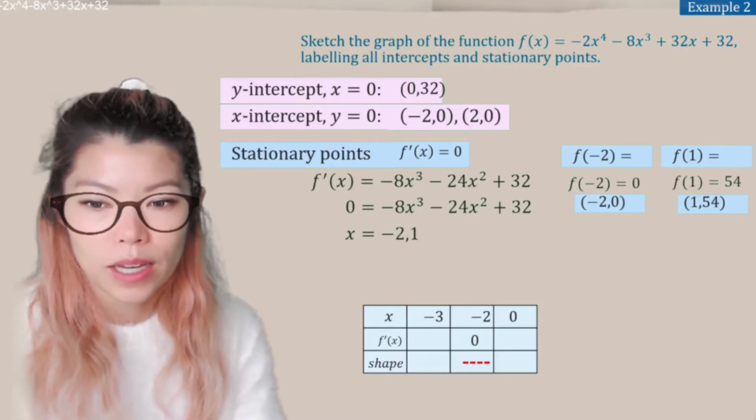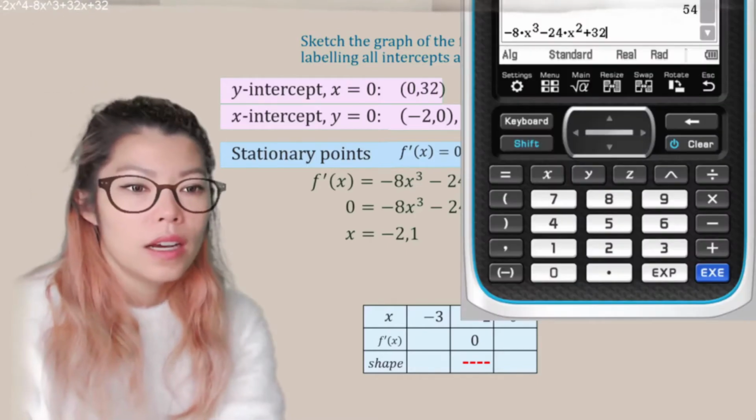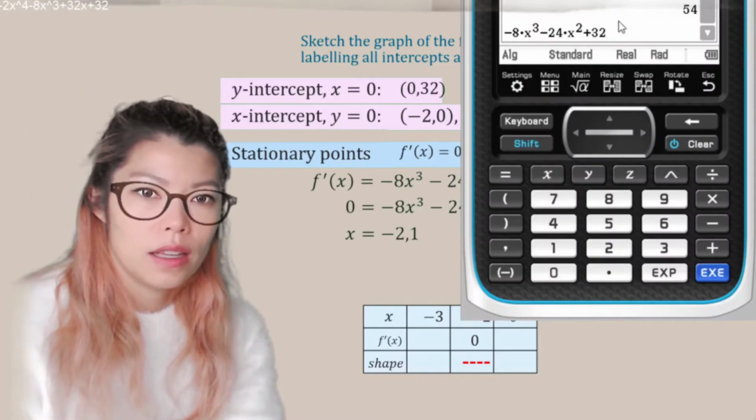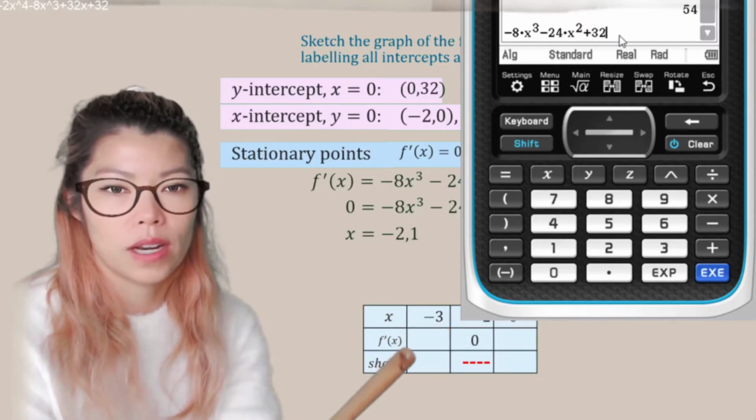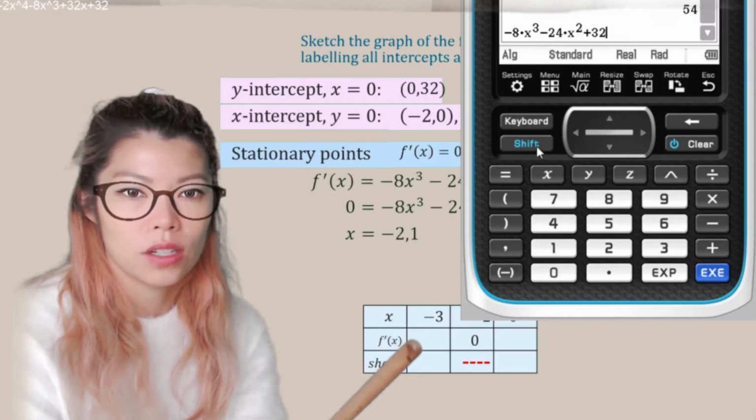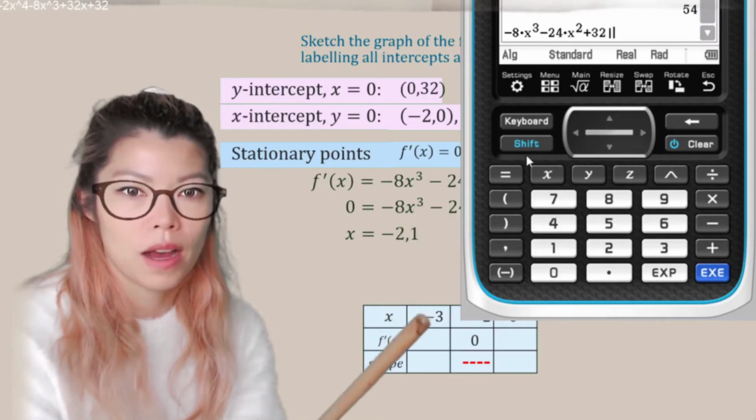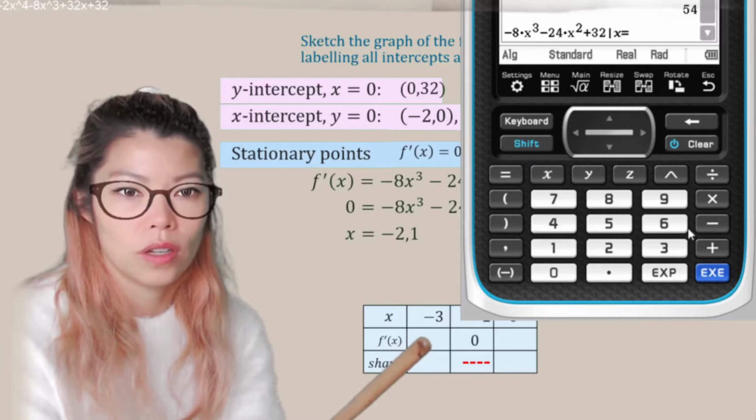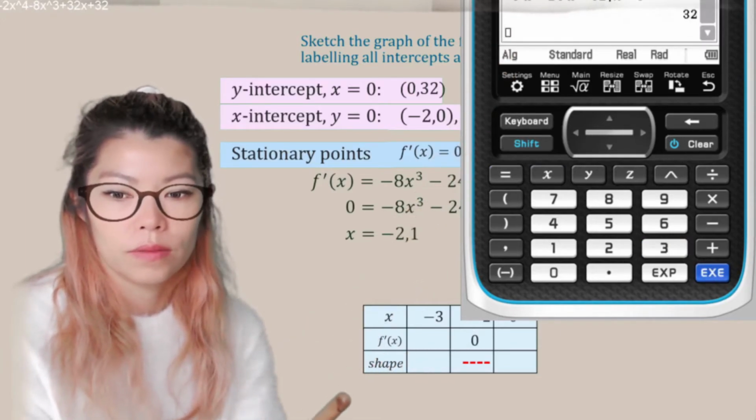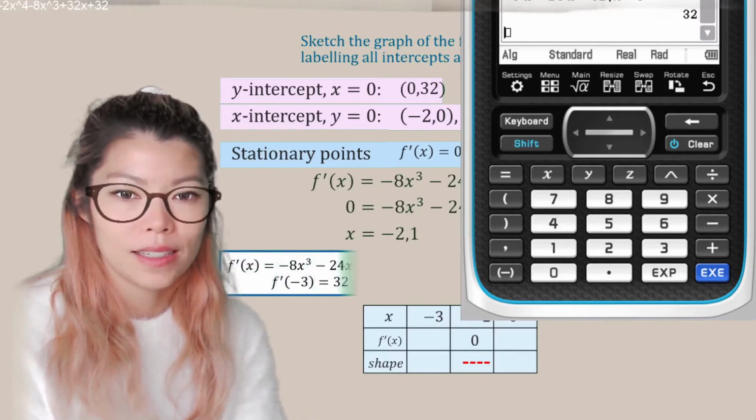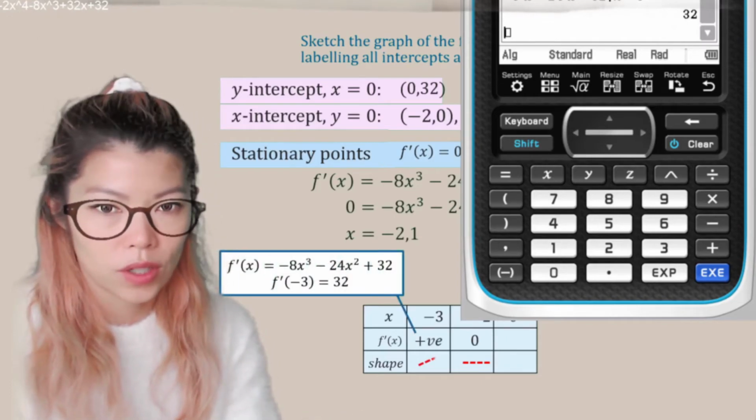And then let's bring out our CAS again. Okay, so we have the gradient, and we need to find the gradient at -3 to see what happens to the gradient slightly to the left. So hit shift comma to bring that bar. X is equal to -3. So it's 32. So the gradient is positive to the left of it.